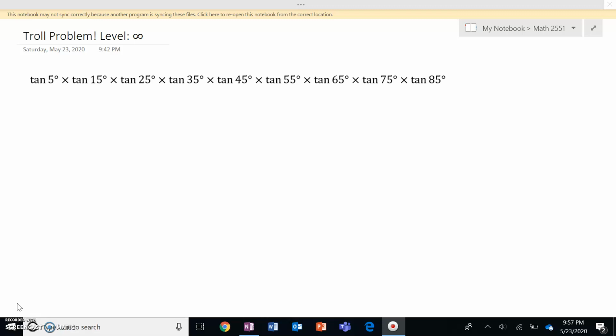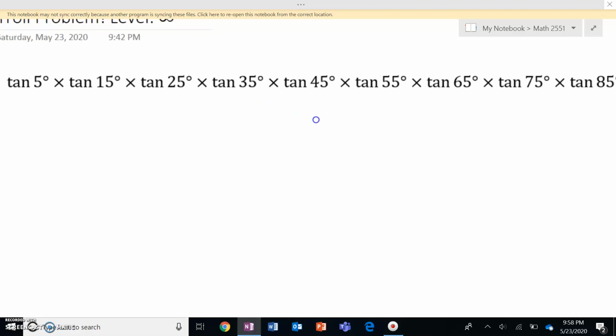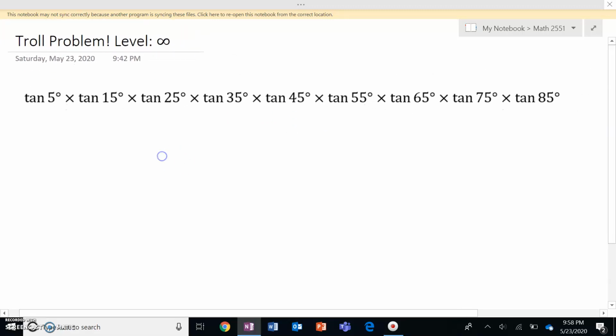So let's look at this problem. This is the tangent of 5 degrees times tangent of 15, 25, 35, 45, 55, 65, 75, and 85. What does that look like to me? Nothing but a troll problem with the troll level infinity. So the first thing you gotta do is break this tangent up. As you know, the tangent is defined as the parent function of sine and cosine.